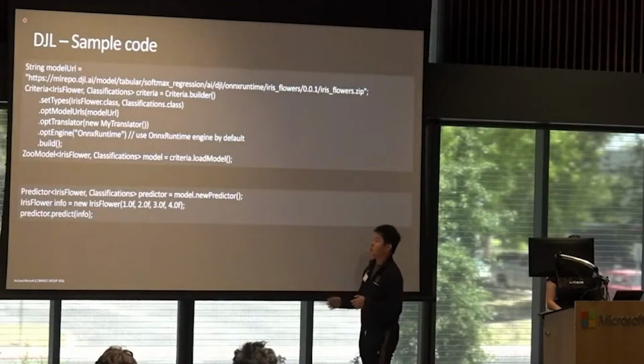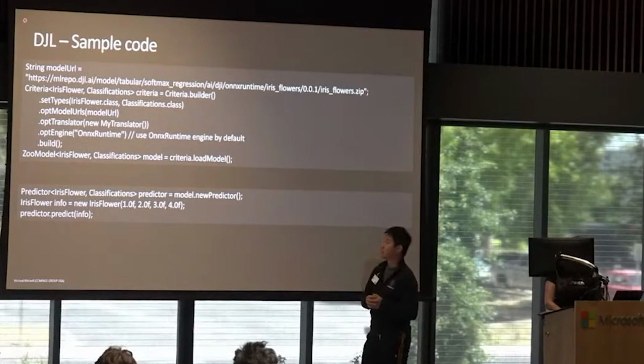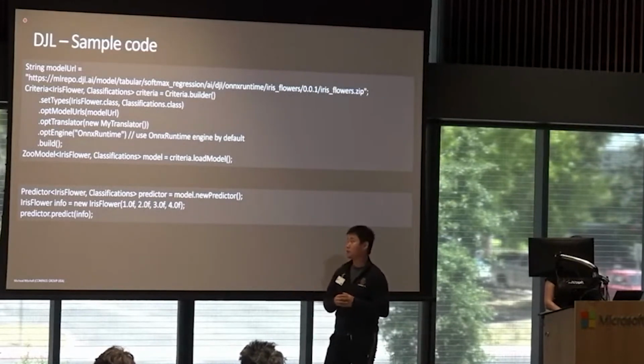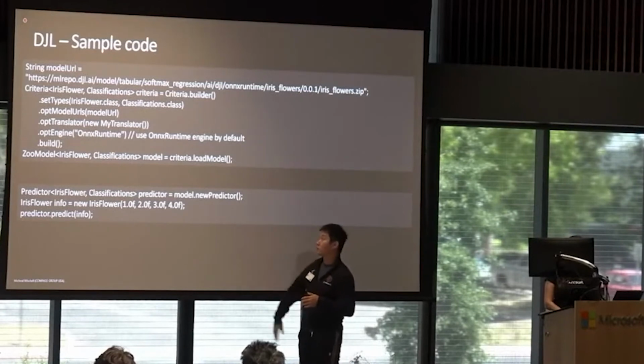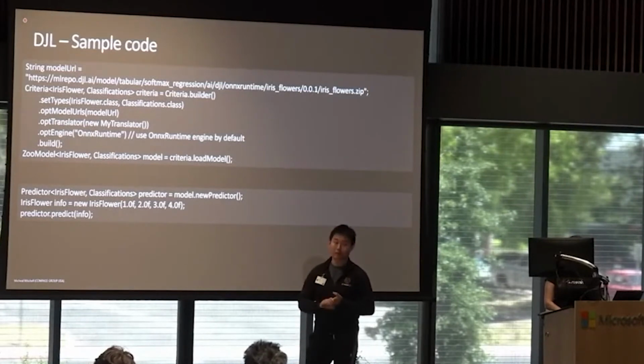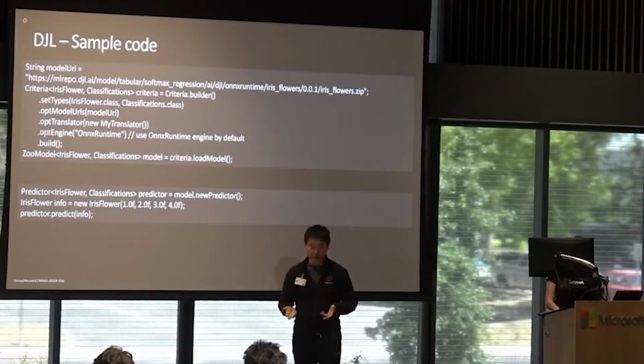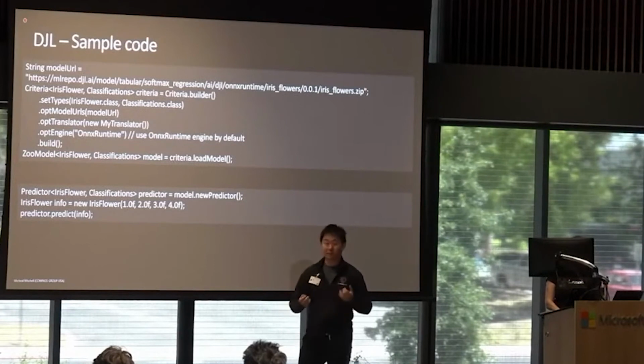Here you can see how simple the experience is. The DJL library offers a Criteria class where the user can define how their model is going to be loaded. They can offer a model URL, which can be a file URL, a general HTTP URL, an S3 link, or even an HDFS link. You may also need a translator, an abstraction class that the DJL library offers for doing pre-processing and post-processing.